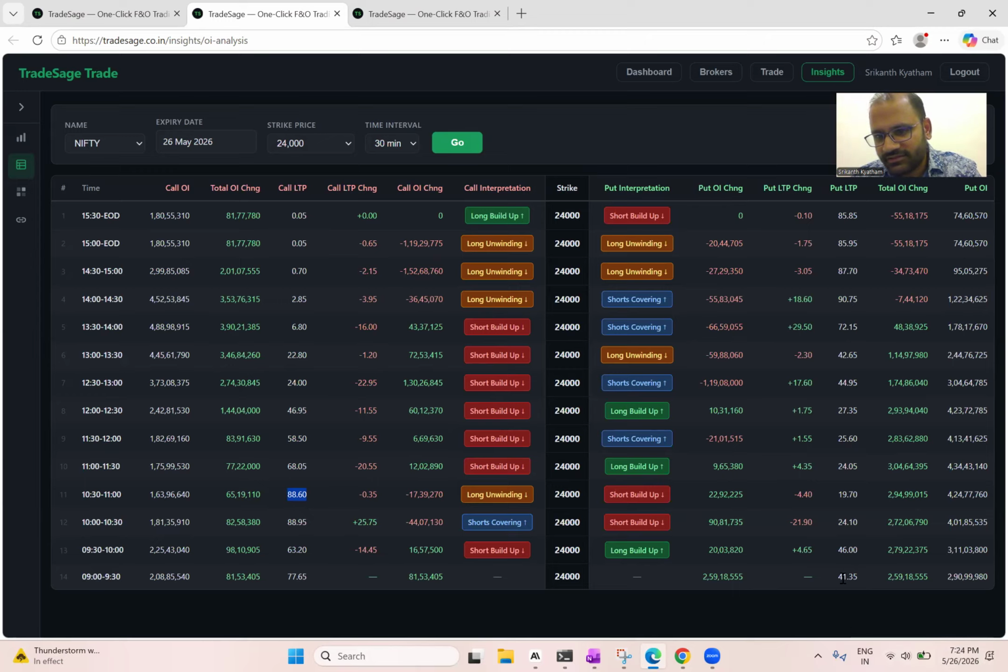On the other side, right? If you see over here, 24,000 PE, they've started at 41. It went till 46, 24, 19, right? It's all short build up. Then the buyers try to regain, and that's when short covering is the best way to make money. Because shorts will be in fear. They try to get out of the trade. As a buyer, that's what you should be looking at.